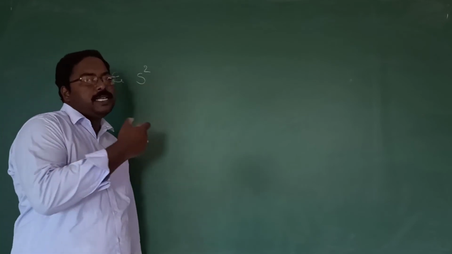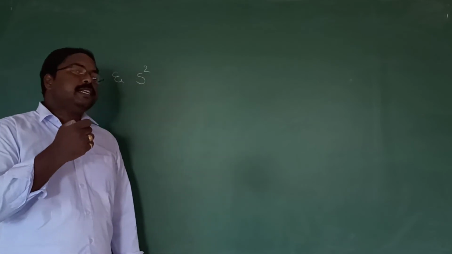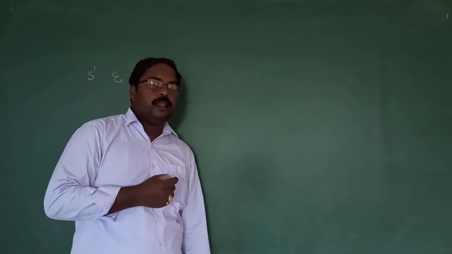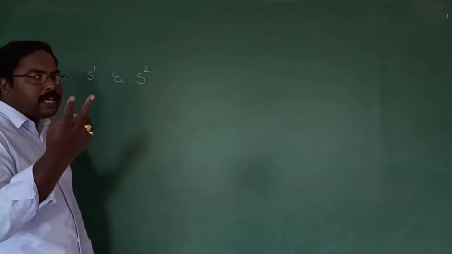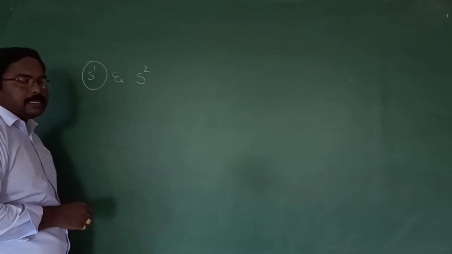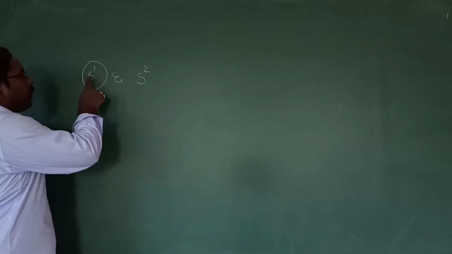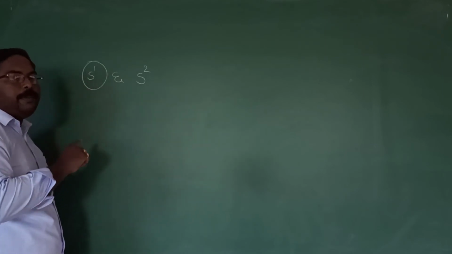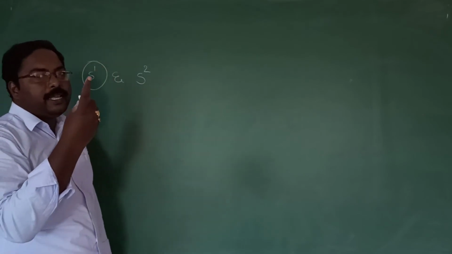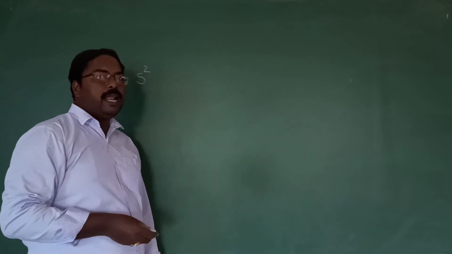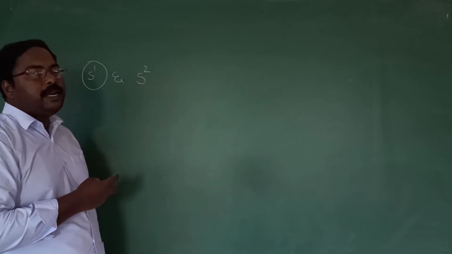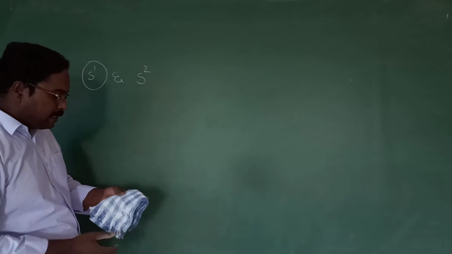Because by definition, we are saying the elements into which the last electron enters into the S orbital. Regarding the S orbital, there are only 2 options. It can accommodate only 2 electrons. So if the last electron is present in the S orbital, then it will be S block. The S orbital may contain either 1 electron or 2 electrons. In both cases, the elements will come under S block elements.